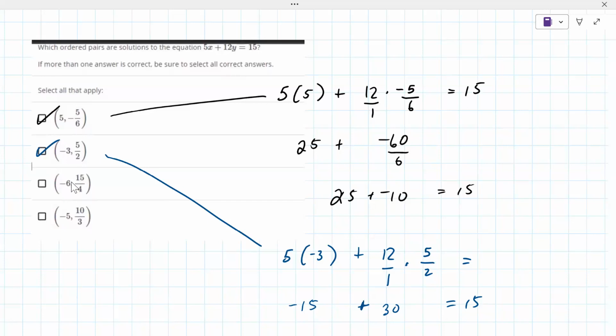It's up to you. If you want to take the risk that it's just these two, which it probably is. What I'm trying to say is whenever you get select all that apply and four options, it's usually two, but you could try the next ones if you wanted. I'll try the next one. Okay.